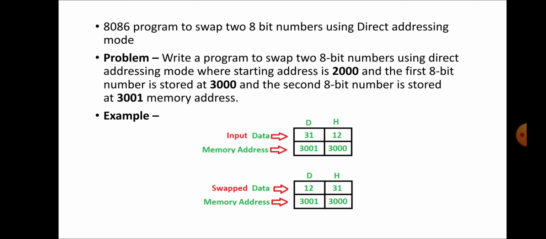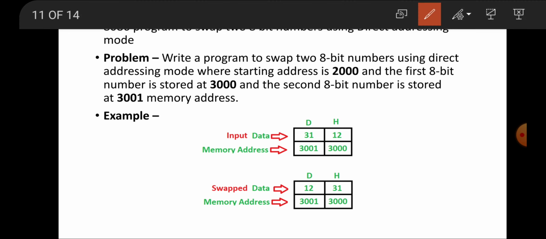Write a program to swap two 8-bit numbers using a direct addressing mode where the starting address is 2000, and the first 8-bit number is stored at the 3000 location and the second 8-bit number is stored at the 3001 memory address. So here, what is the input data? At 3000 there is 12 stored, and in 3001, 31 is stored.